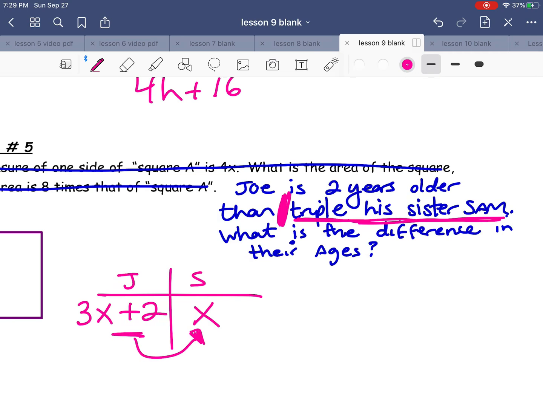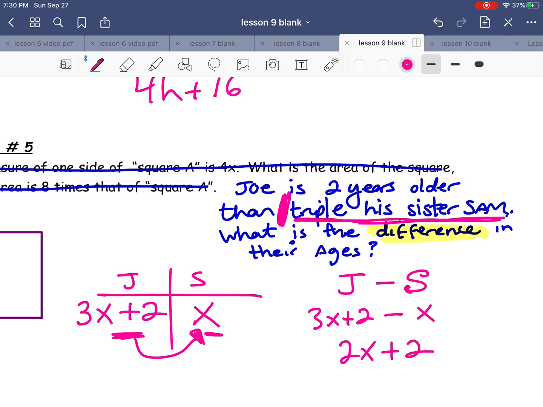With that expression, it is then asking, with these little algebraic expressions, what are they asking you to do with those little mini expressions? Are they asking you to add, subtract, take the average? In this question, they're actually asking you to take the difference between the 2 ages. So if I look at the sentence and I look at these both expressions, I can see right away mathematically that Joe is older than Sam. So therefore I'm going to put him first minus her and simplify. 2x plus 2. There's your final answer.